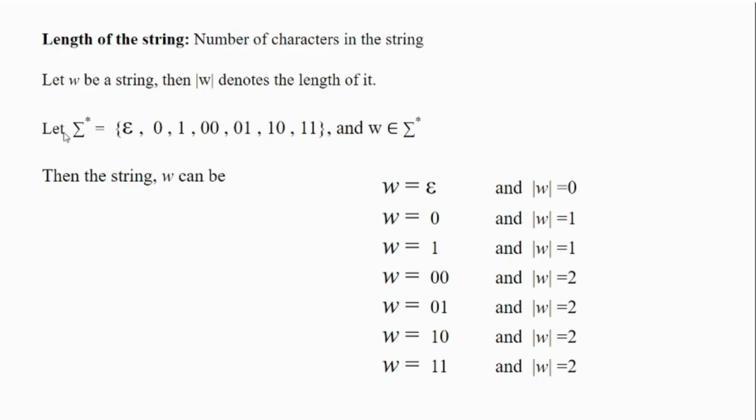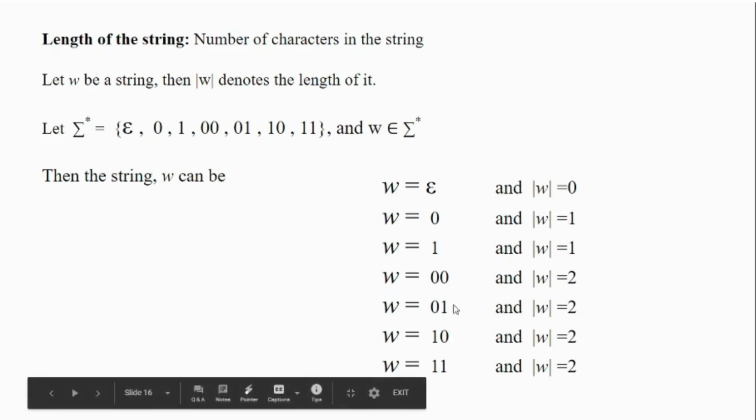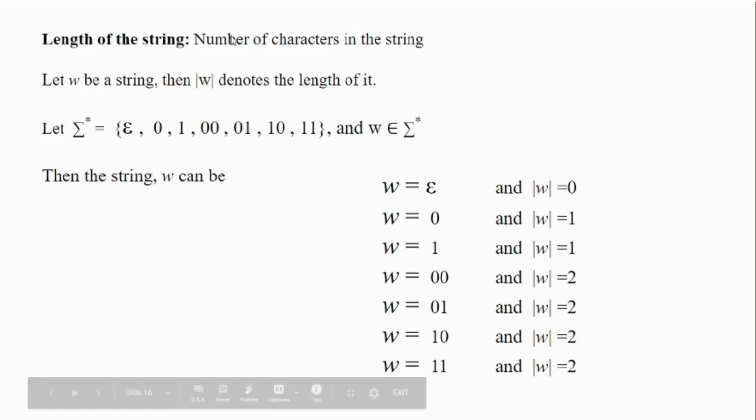For example, suppose sigma star is given as this finite set, where only selected strings are used here, and W belongs to sigma star. It implies that W is one of the strings given here. Right. So if W is epsilon, then its length is 0. If W is 1, then its length is 1, because only one character is here. If W is 0, then its length is 1. This is a string of length 2, and all these 4 have length 2. So length is denoted by these pipe symbols.